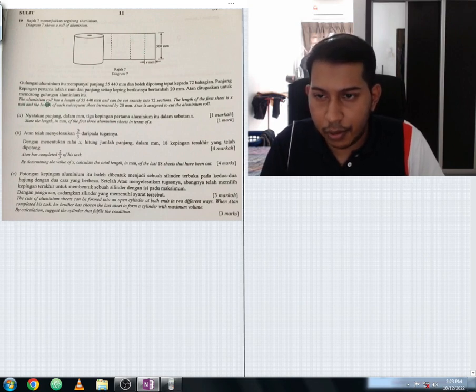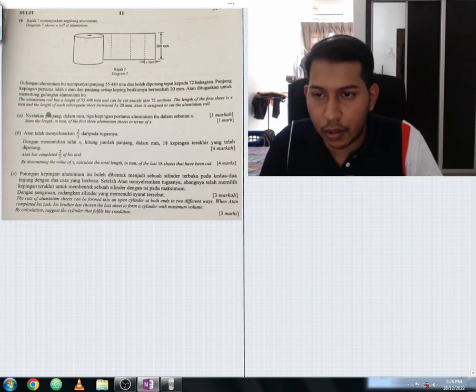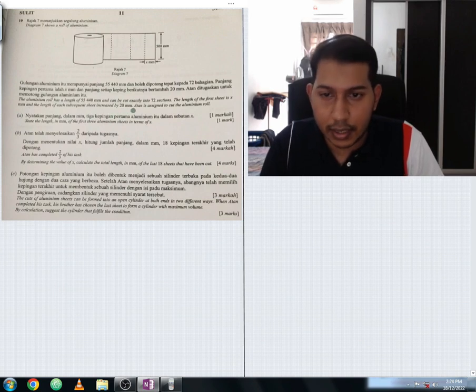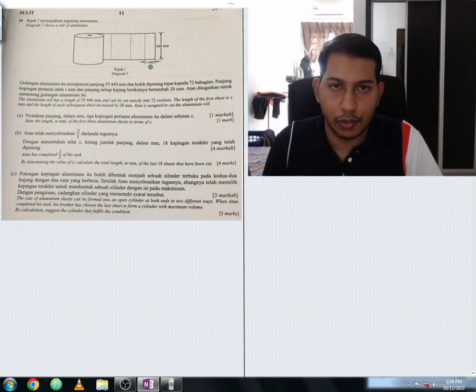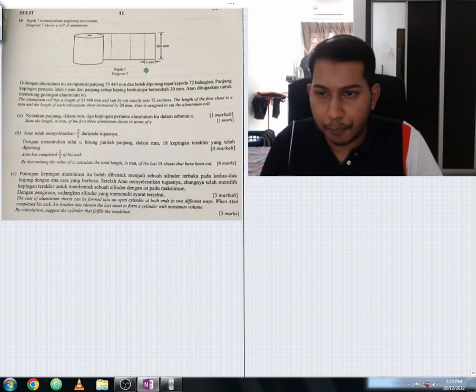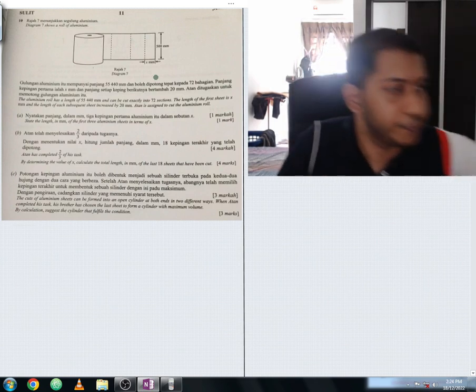The aluminium roll has a length of 55,440 millimeter and can be cut exactly into 72 sections. The length of the first sheet is X millimeter and the length of each subsequent sheet increased by 20 mm. Atan is assigned to cut the aluminium roll. Okay, so as you can see here, the first length is X and then it's subsequently increased by 20 mm. So this is the problem statement given by the question.